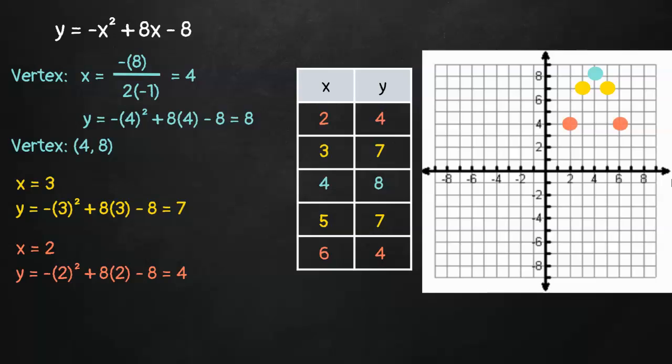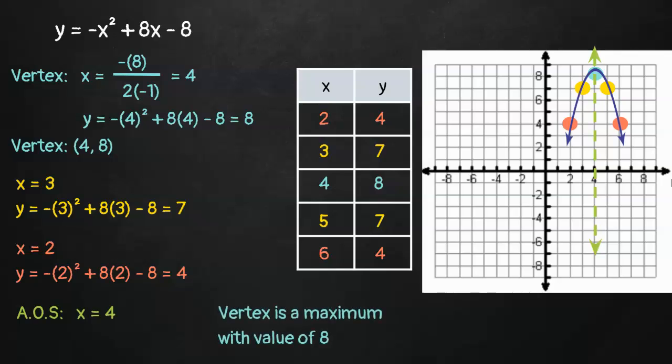Now that you have your 5 points, you can go ahead and make that U-shaped curve. And let's find the axis of symmetry. Now right along your parabola, or you can fold your parabola in half, when your x is equal to 4, that's going to be the equation of that vertical line. Now, because your parabola opens down, your vertex is a maximum with a value of 8.